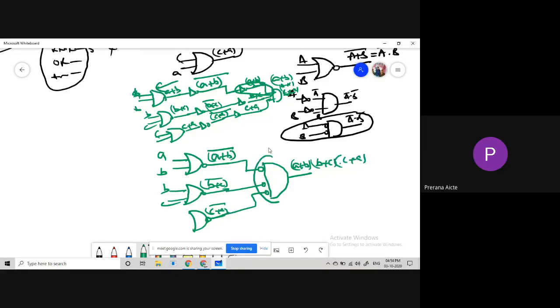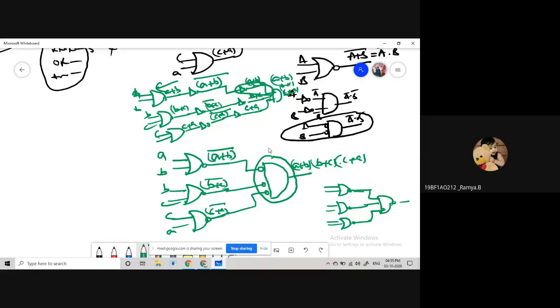So bubble AND gate is replaced with NOR gate, right? Yes, sir, NOR gate. So one NOR gate, and then similarly another NOR gate, and then similarly another NOR gate. These three are given to another NOR gate. So now how many NOR gates are required? Four.